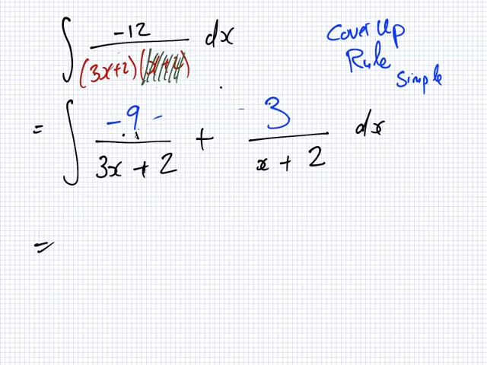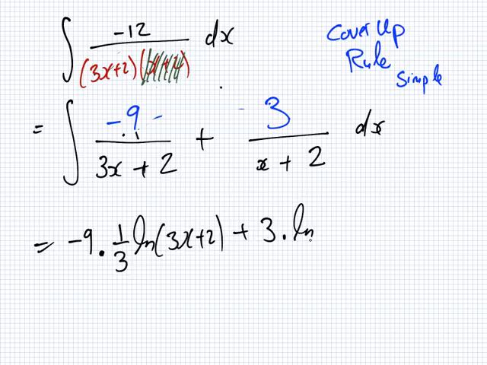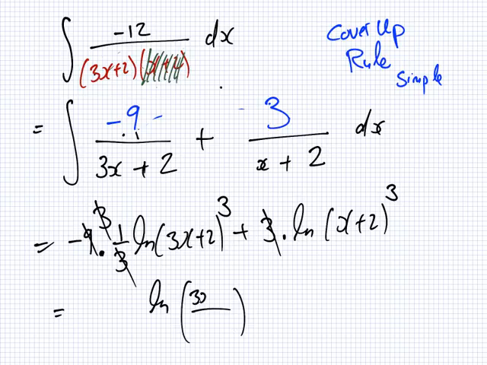These are in the formula book. This is minus 9 times 1 over 3 log 3x plus 2. And this one is 3 times log x plus 2. That goes into that 3 times. You can bring the 3 up here to make it cubed. And because of the minus, you can change this into log. And because they're both cubed, x plus 2 over 3x plus 2 cubed plus c.